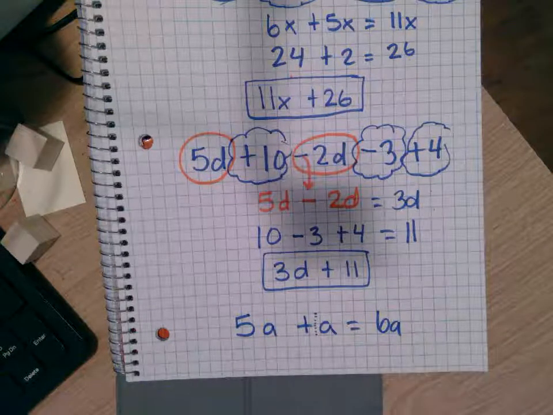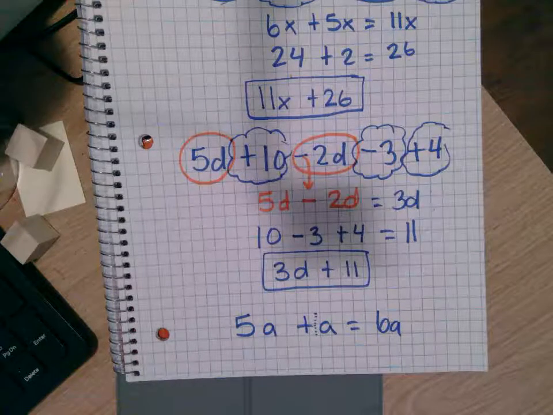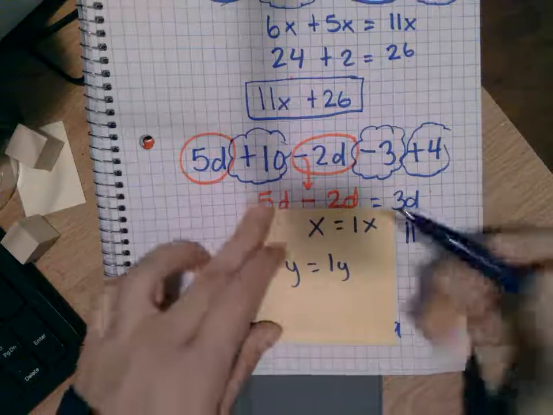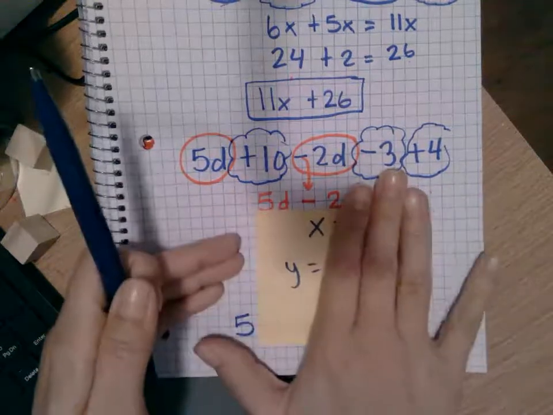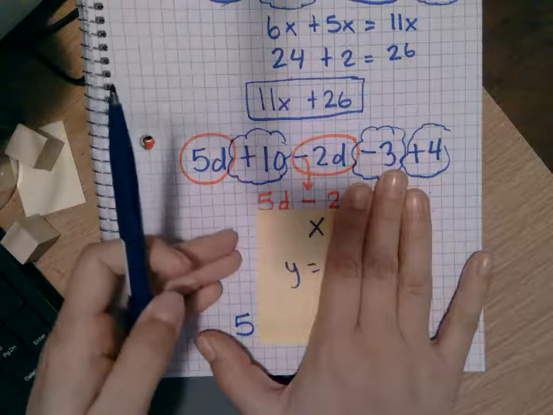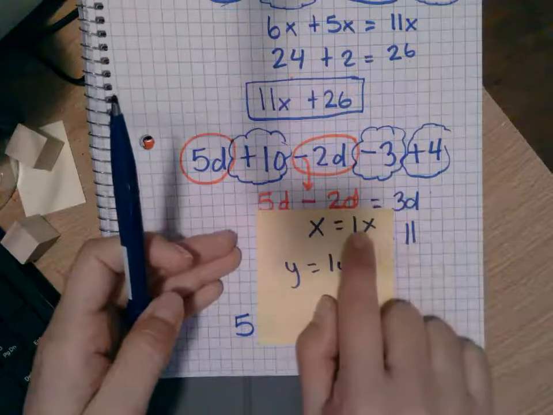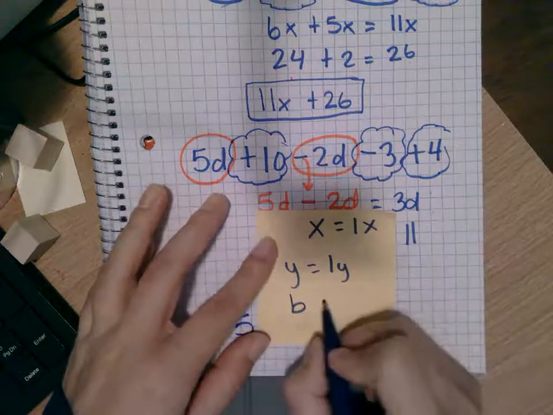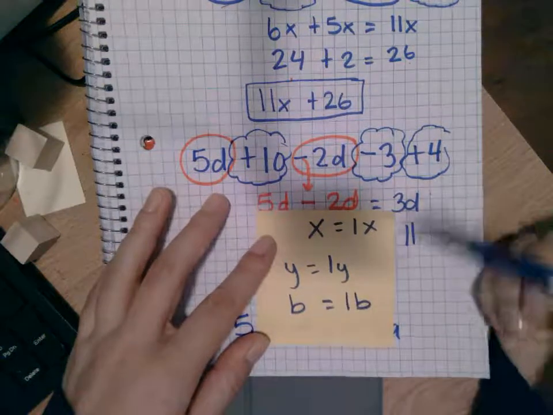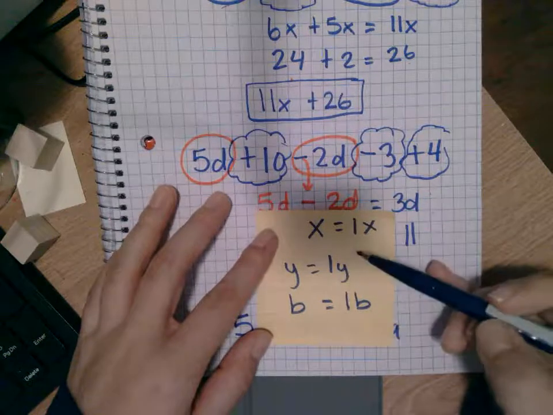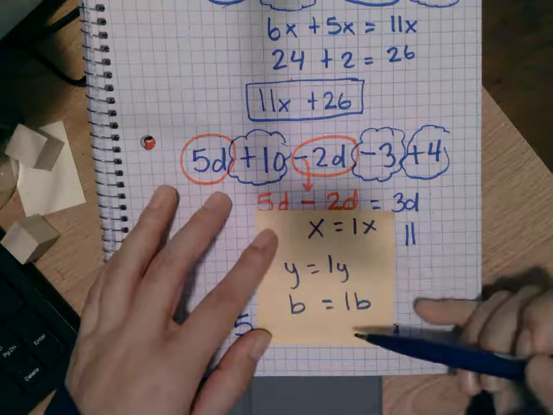Like 1 apple, 1 X, 1 Y. We just don't write it. But what if it's B? Whatever letter it is, if you see it all by itself, what you don't see, but it's there, it's just invisible, is the 1 in front of it. So if it was B on your paper, it's really a 1B. We in math just don't like to write the 1s. We like to save ink and lead. So it's invisible. It's there.